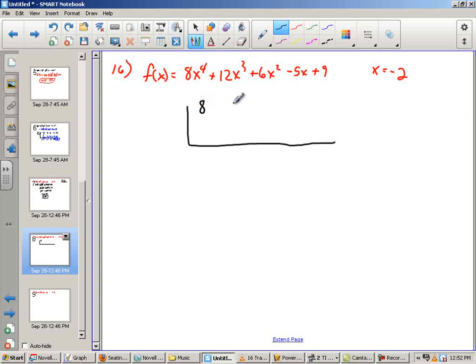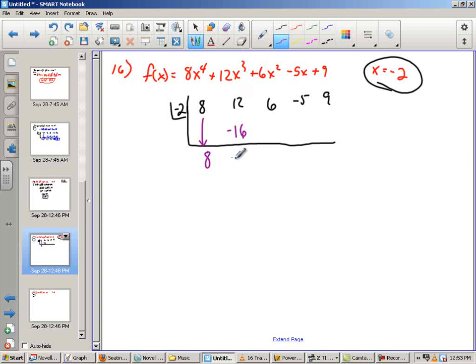So I start with 8, 12, 6, negative 5, and 9. And right up here in the corner, outside of my box, I'll put negative 2 because that's my x value. Now as I go through this process, pay attention. We're going to first bring the first number straight down. And then to get back in, I have to multiply by my number out here. So 8 times negative 2 is negative 16.